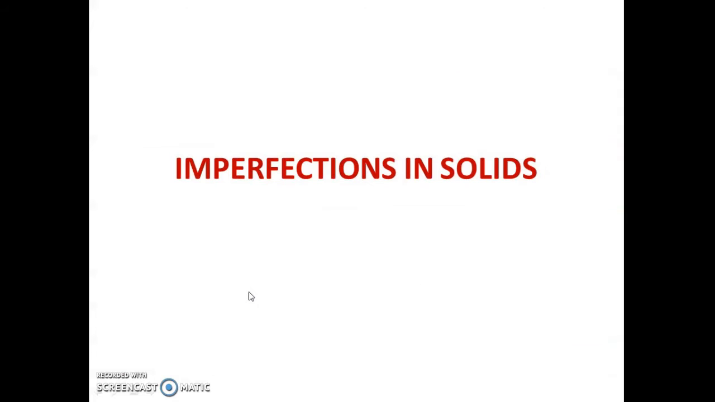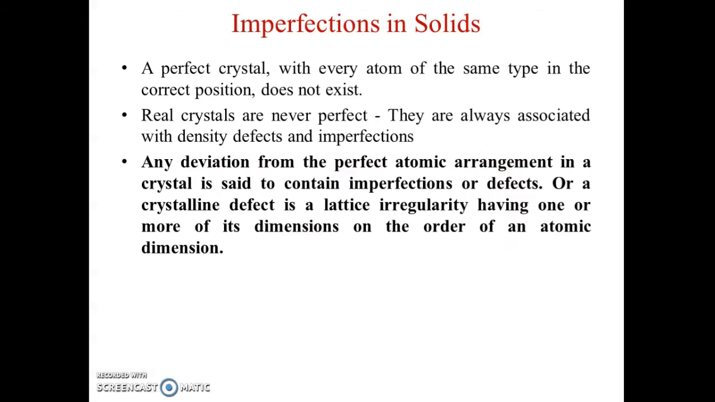Let us begin with imperfections in solids. You might have learned solid state chemistry at the UG level and you know what a crystal is. In a crystal, atoms, molecules or ions are arranged in a perfectly ordered manner in the three-dimensional crystal lattice. So now we are talking about a perfect or ideal crystal in which all the entities of a crystal are placed at lattice points, giving rise to a three-dimensional crystal lattice of a perfect crystal.